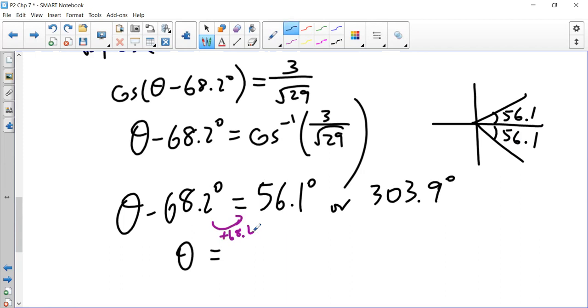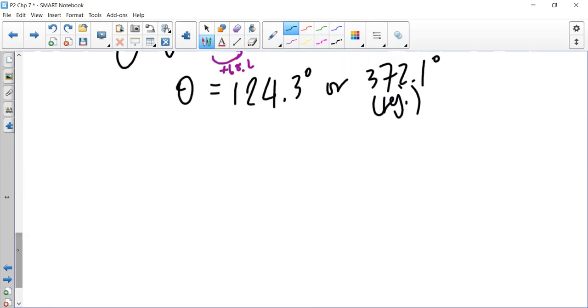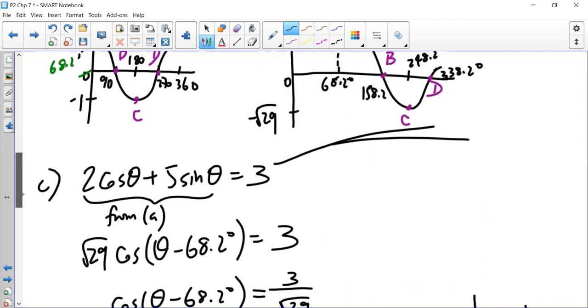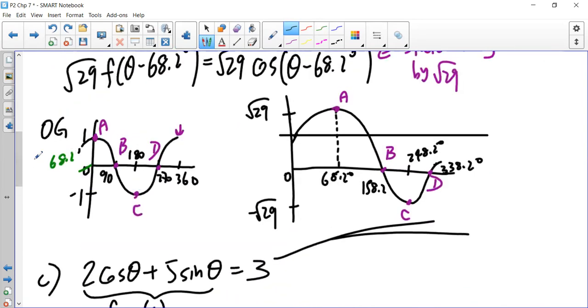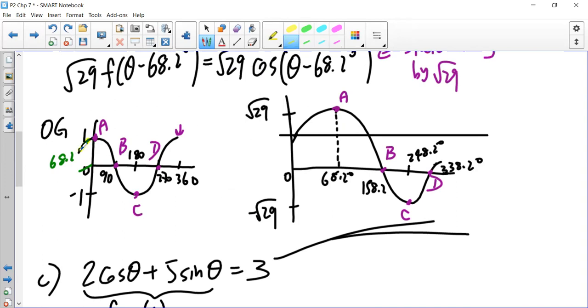So that gives us 124.3 degrees or 372.1 degrees, which is rejected. This is out of range, rejected. But we said there are two answers. How is that possible? Because there was an answer before that was in the negative. If you look at this graph on the left-hand side, the original graph, there was an answer in here, but now this answer, if you bring it to the right-hand side, is this answer here. That's what happened. So how do we find the second answer?